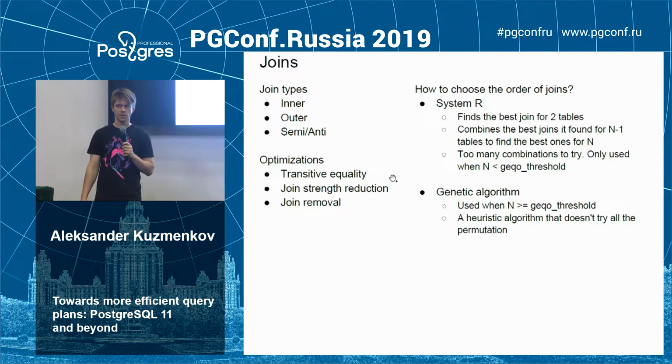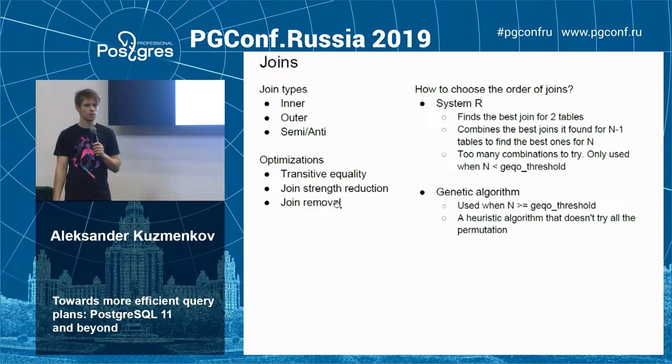Now let's talk about connecting 2 tables, how to choose the order of joins, how to choose the right sequence of joins. In Postgres there are 2 main algorithms. First one is System R, which is pretty old. It's a dynamic programming algorithm that chooses the best one. It finds the best join for two tables.